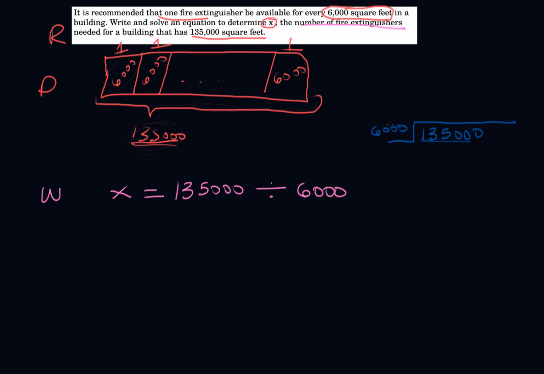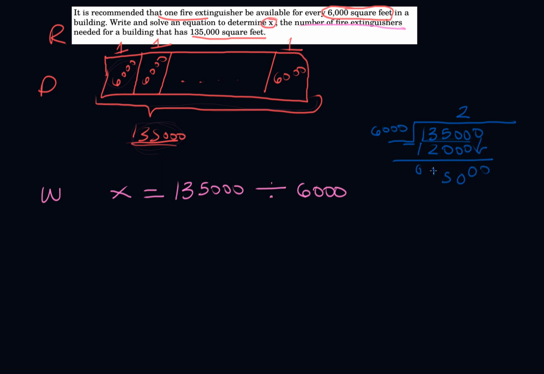So, how do we know how many times it goes into this? 6,000 times 2 is 12,000. If we do 6,000 times 3, that'll be 18,000. That's too much. So we only need 2. 2 times 6,000 is going to give us 12,000. Subtract: 0 minus 0, 0, 0 minus 0, 0, 0 minus 0, 0. 5 minus 2, 3. 1 minus 1, 0. So, bring down our last 0.